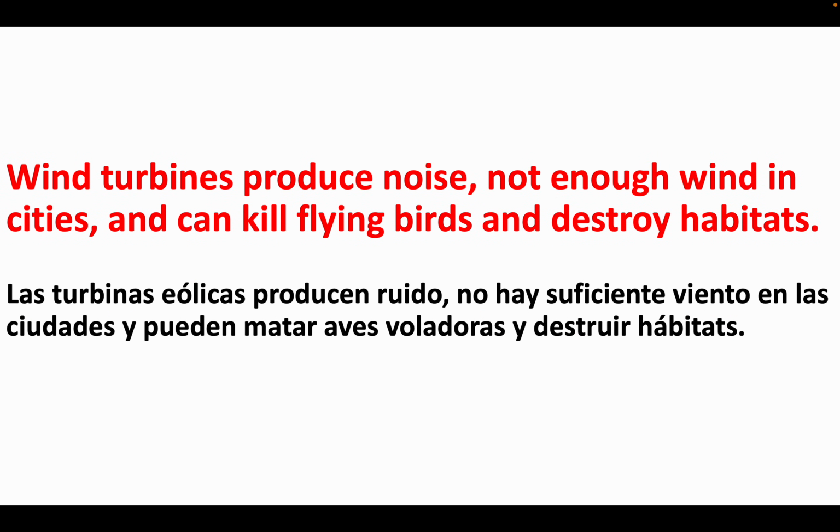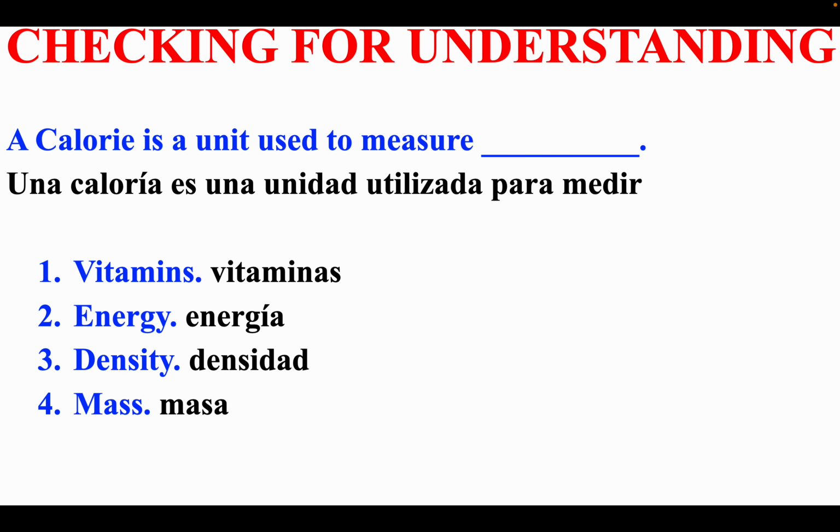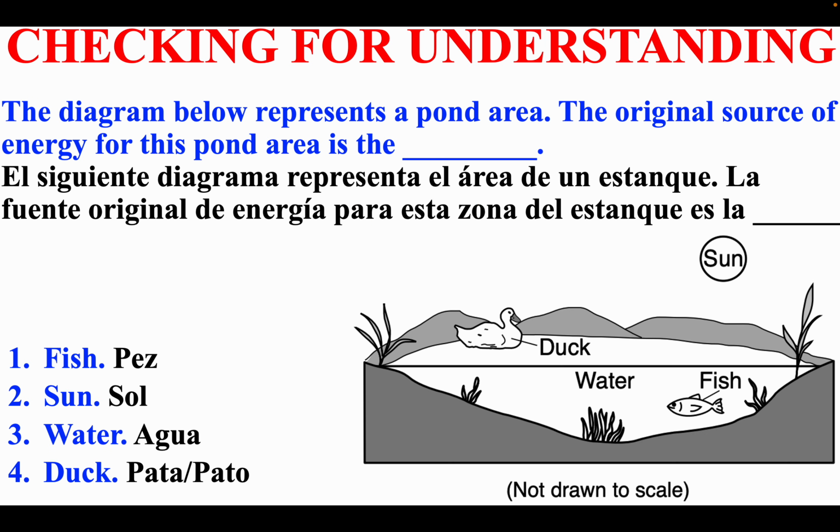And the correct answer is, wind turbines produce noise, there is not enough wind in cities, and they can kill flying birds and destroy habitat. The next question, a calorie is a unit used to measure 1, vitamin, 2, energy, 3, density, 4, mass, and a calorie is a unit used to measure energy in food.